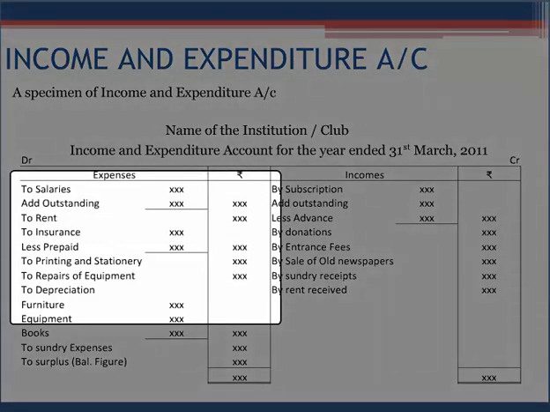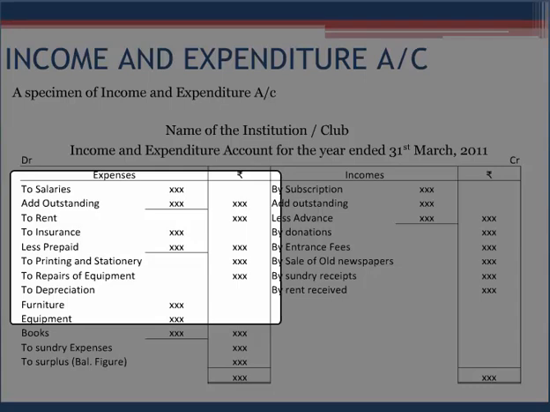One more point to be noted is, it records expenses for a particular period. Now you look into this block, salary, add outstanding. Irrespective of whether the salary is paid for the entire period or not, we would add the outstanding and put it for that period. Whereas you can see for the insurance, less prepaid. That means if insurance is paid for the next year, we would subtract it as a prepaid and show it only for that particular period. So here the expenses are recorded only for that particular period. Do you understand that?